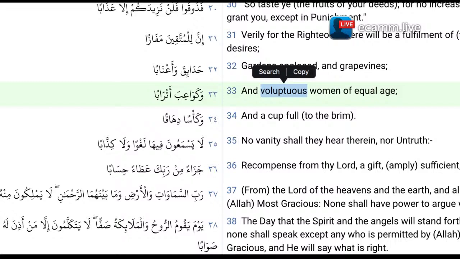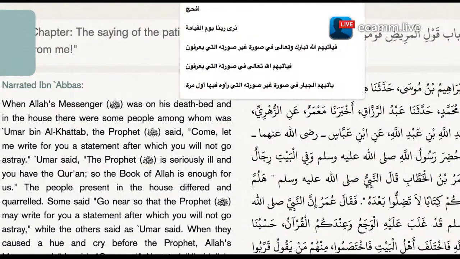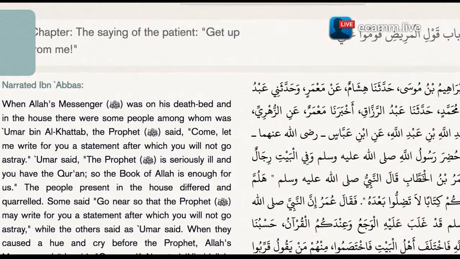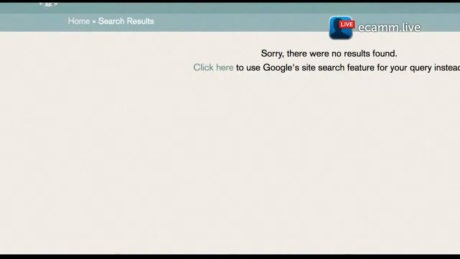You know, I will give you an example. You remember last time a Muslim, I was showing him this hadith. We cannot find it here.